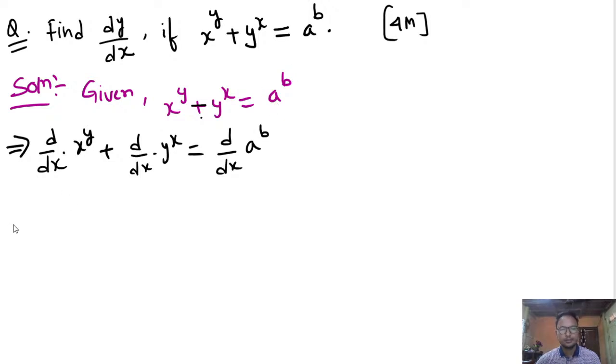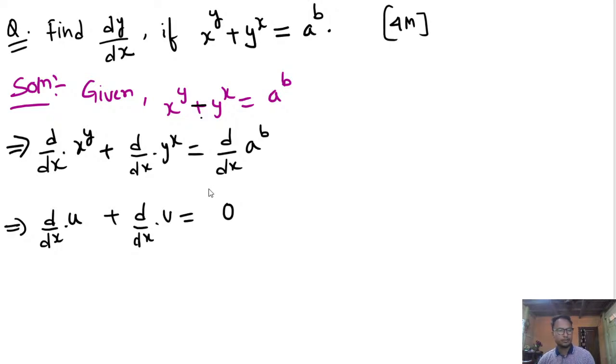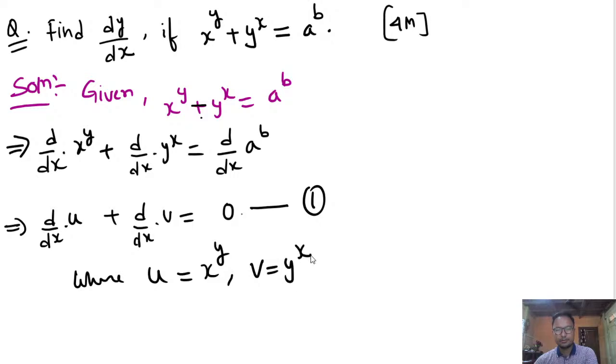Now what is the value? Let's call the first term u and the second term v. On the right, a to the power b is going to be a constant number. The differentiation of a constant is 0, so the right hand side is going to be 0, right? And let's call this 1. So u is x to the power y, and v is y to the power x. Now all we have to do is find du by dx and dv by dx, one by one.